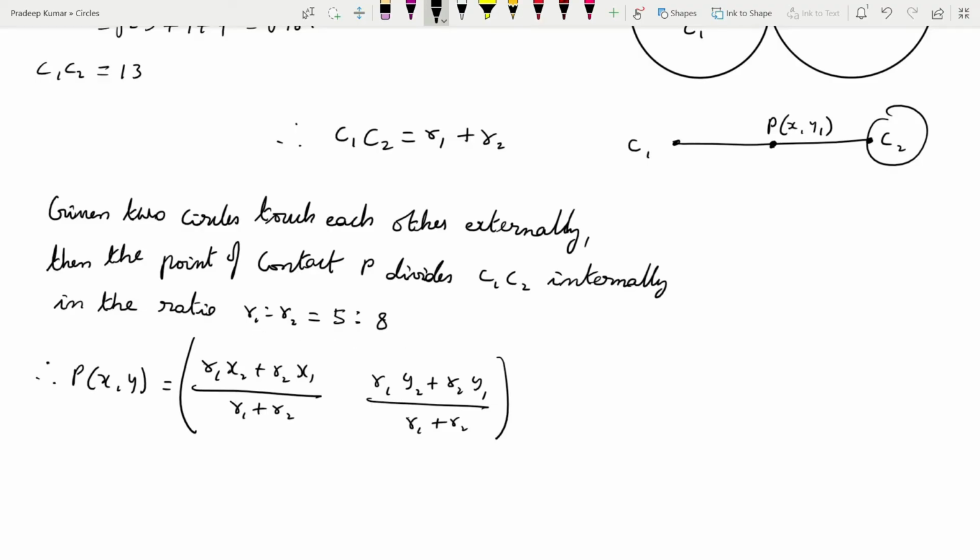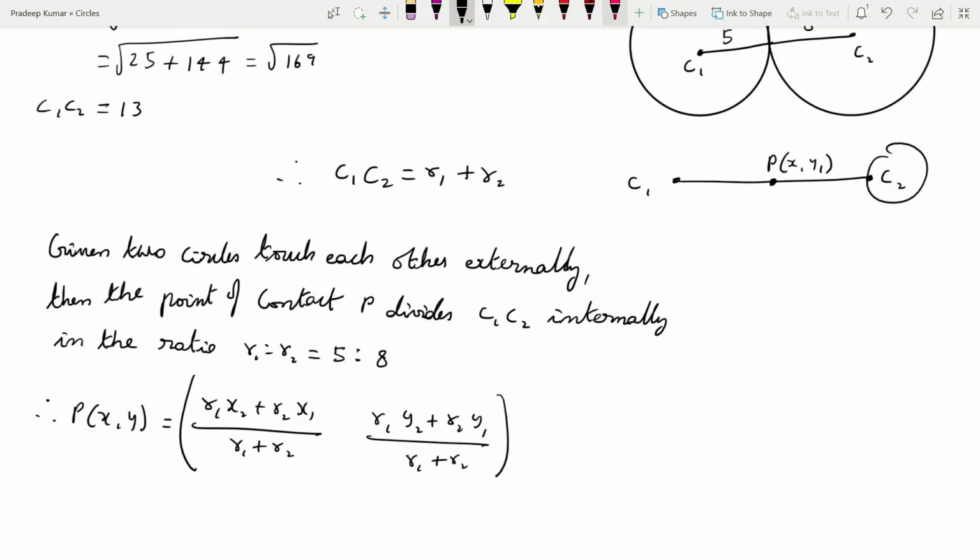R1, R2 is 5 comma 8, that is 5 is to 8. Even x1, x2, y1, y2 we'll write here. The center C1 we got as (2, 3), and the second center we got as (-3, -9). So this 2 is x1 and 3 is y1, and this -3 is x2 and this -9 is y2. So we got x1, y1 and also x2, y2. We also have R1 and R2, which are 5 and 8. We'll substitute all these values in this particular formula and we'll get the point.